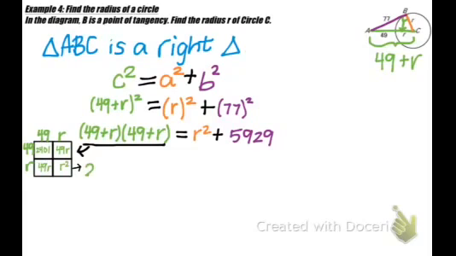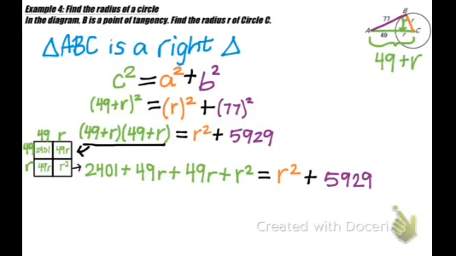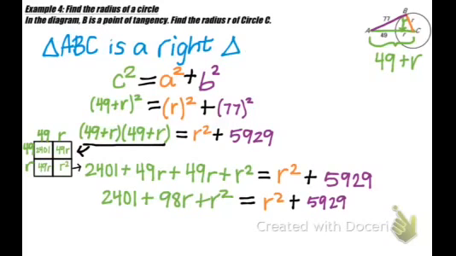So let's rewrite that as an expression. 2,401 plus 49r plus 49r plus r squared is equal to r squared plus 5,929. So let's combine some like terms. 49r and 49r can combine to form 98r. Add in our r squared, which is equal to our right-hand side. And now we need to solve for r. Well, I noticed that we have an r squared on the right-hand side, so I'm going to bring that over to the left-hand side. And actually, what happens, we have a positive r squared minus r squared. Those end up canceling out.